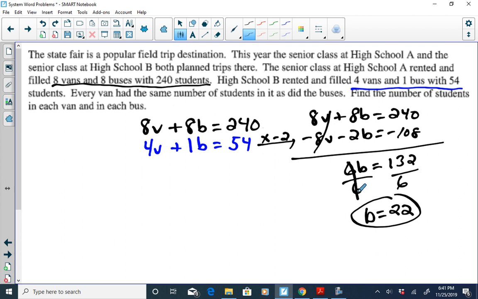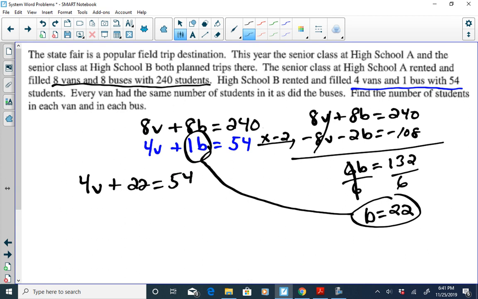And if I want to find the number of students in each van, I'm going to replace B in one of the equations, and it looks like that second equation would be a little bit easier to replace B because there's only one of them, and that'll allow us to find V. So we have 4 V's plus the 22 that we just replaced the 1B with. That's going to be equal to 54.